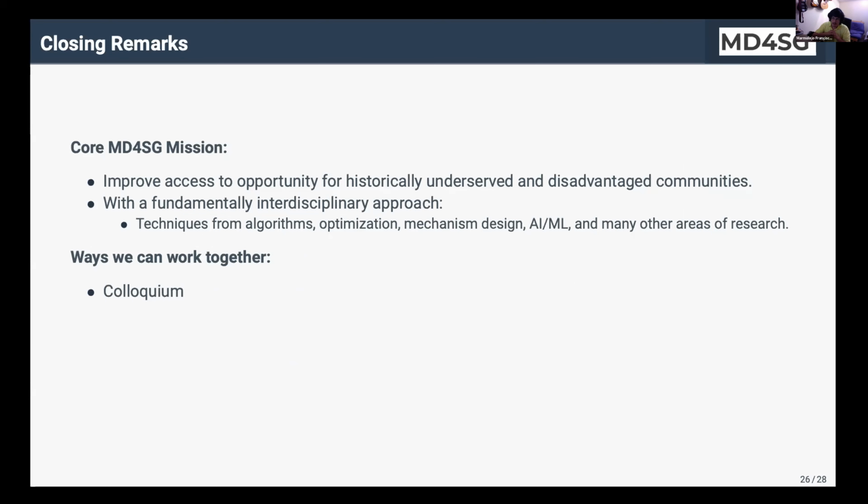Going back to what Irene was mentioning at the beginning, there are multiple key activities that MD4SG partakes in. The first, of course, is our colloquium speakers. We'd love to have more participation from individuals within DSA, or possibly even speakers that DSA might have. We'd love to hear more in the future on how we can work forward with this. As we've seen, we have working groups in many different areas of possible interest to individuals within DSA.